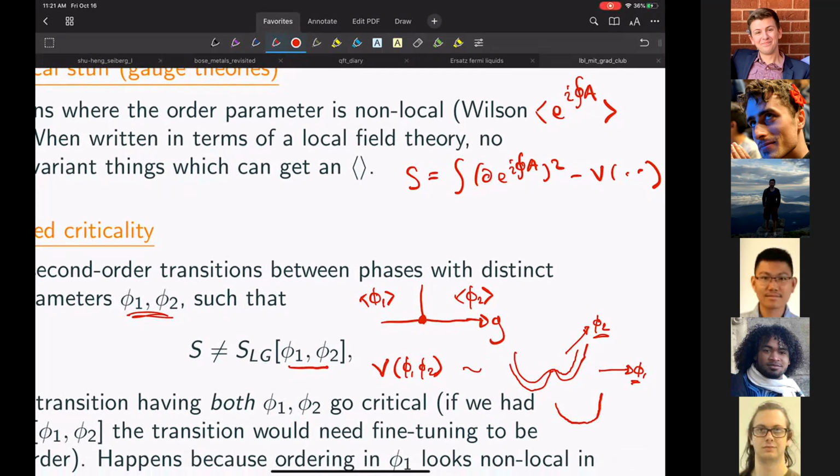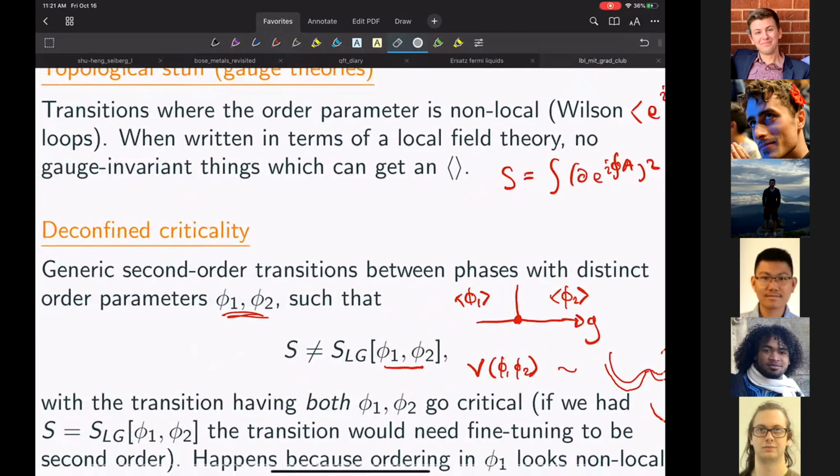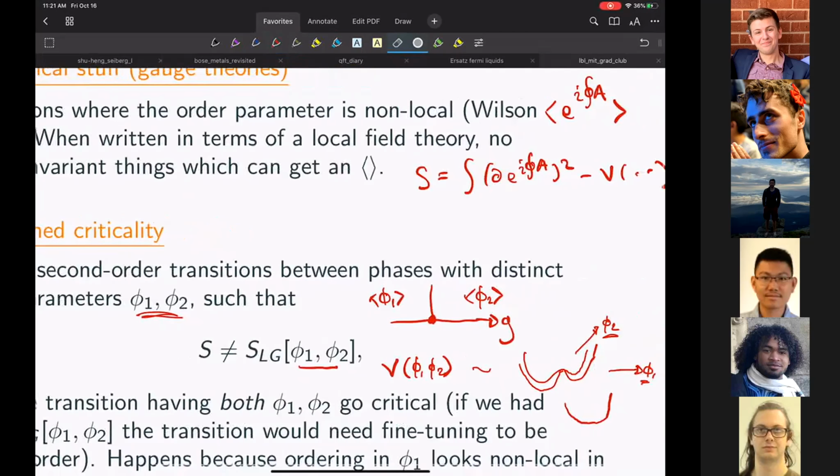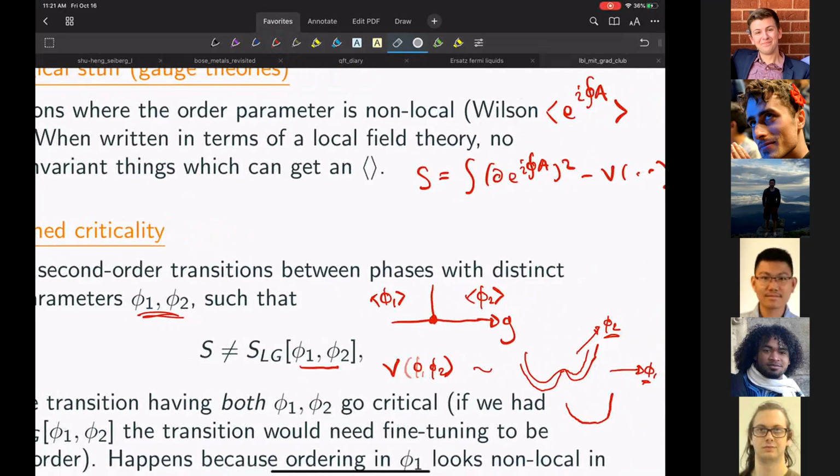And so this is only possible if you fine tune the potential such that it's kind of symmetric between phi1 and phi2, right? If you consider generic changes of parameters which are changing these potentials for these fields, then generically what happens is that one of them goes critical first and then the other one goes critical later, right? Or vice versa. But deconfined criticality is an example where, in fact, you have a generic way of having both of these phi1 and phi2 fields going critical at the same time.